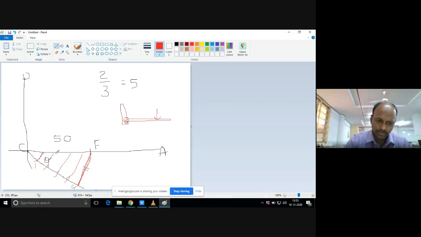By doing so, what you will find is the CF length, initially 50 mm, is automatically divided into 5 equal parts, like this. You can check with your divider, compass or scale. You can see that all these parts are equal in length: second part, third part, fourth part, and fifth part. This is the way you need to divide.